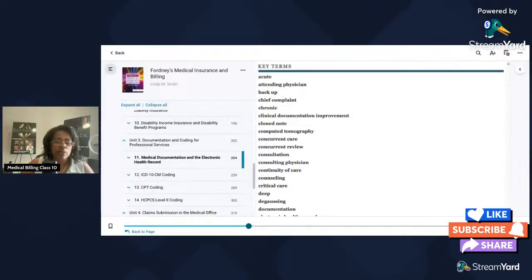Oh, so did I put the key terms up there for you guys? Okay, so these are the key terms. Put those on index cards. Do we still got it up? Hold on. No, I don't have it up. Acute, attending physician, backup, chief complaint. Sorry. So remember, we're talking about documentation. We're talking about things that belong in documentation. Coders, this is for you too. These are things that belong in documentation.